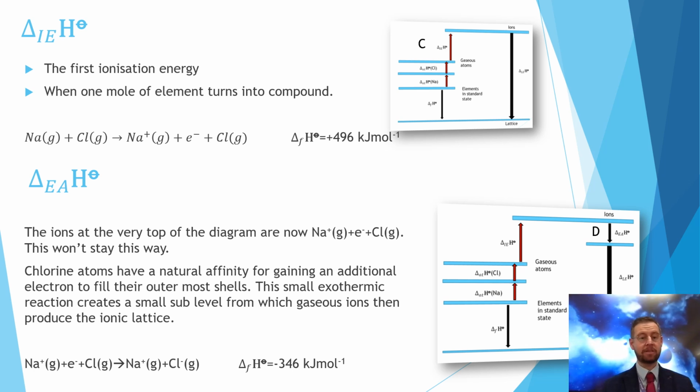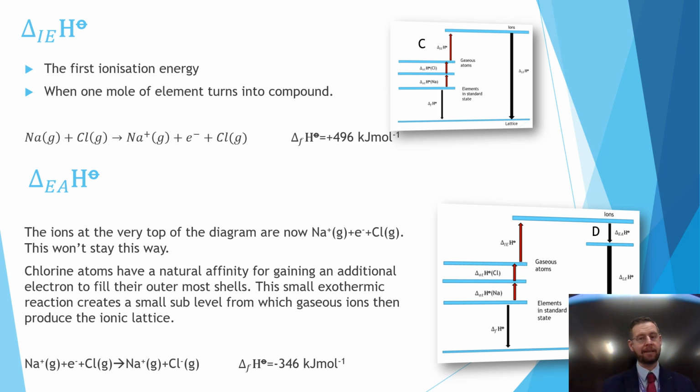And so you can see we've got the sodium gas and the chlorine gas. And then we end up with the sodium ion plus an electron that is now roaming free plus the chlorine gas. And this requires an input of 496 kilojoules per mole. And now at this stage, we need to add an additional detail.